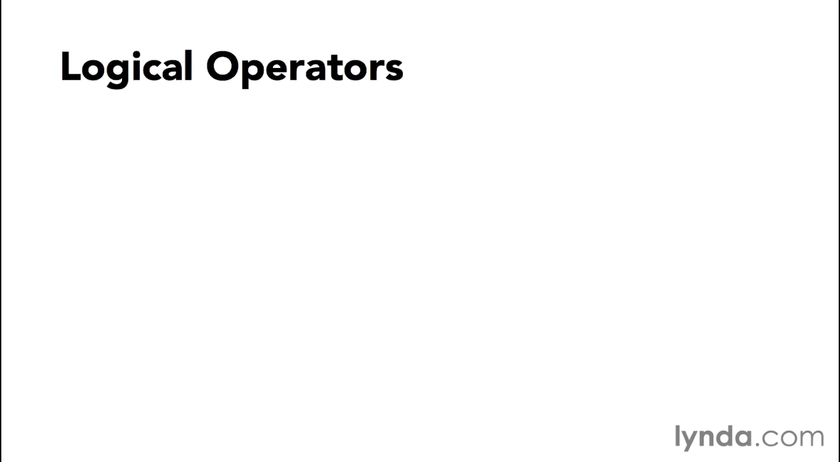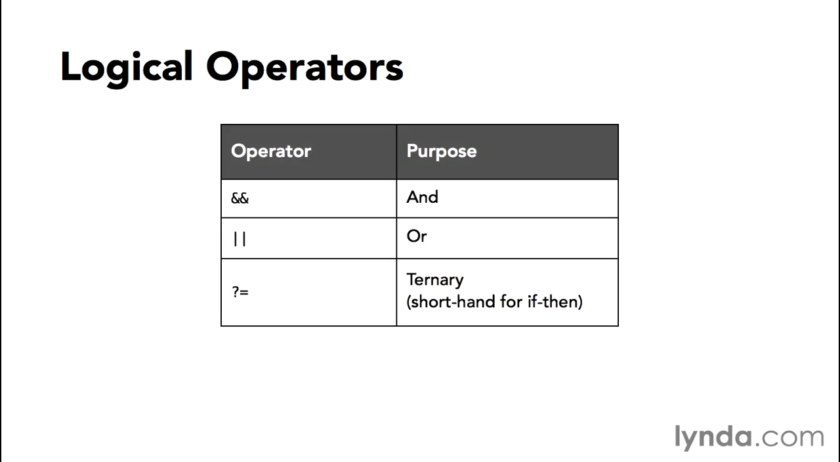And then finally, there are the logical operators. The double ampersand is the AND operator. The double pipe character is the OR operator, and you can use those to combine two conditional expressions and get a result. And then there's the ternary operator that looks like this. You examine a Boolean condition, and then after the question mark, you set a value you want to assign if the condition is true, and after the colon, a value you want to assign if the condition is false. This is shorthand for an if-then conditional statement.